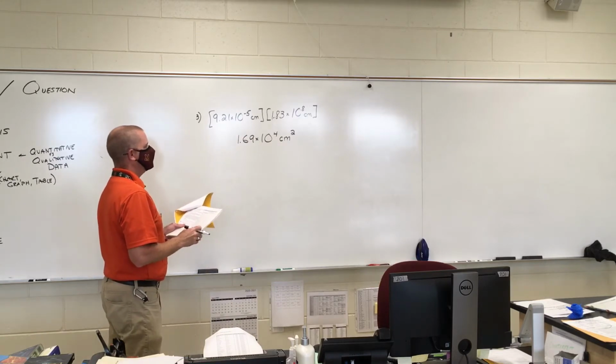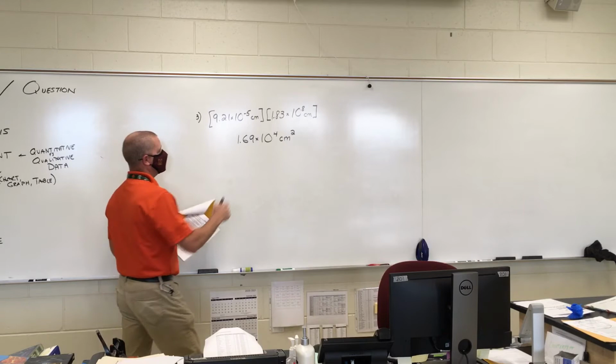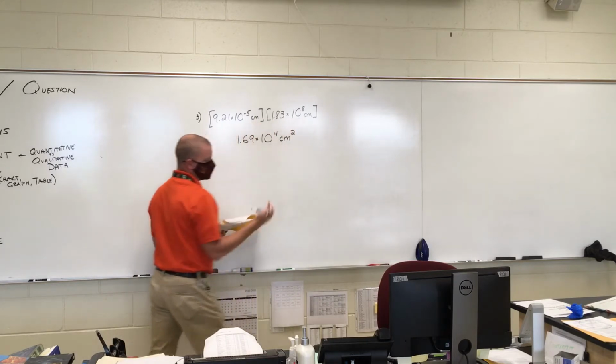Squared. 1.69 times 10 to the 4, and that's centimeters squared. Centimeters times centimeters is centimeters squared.